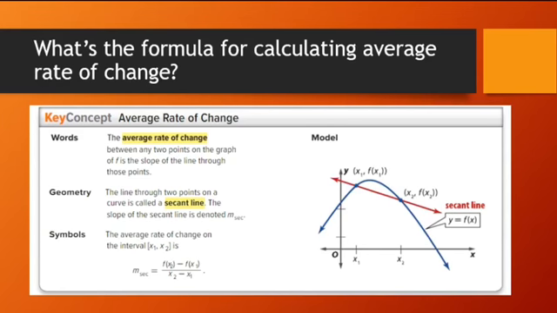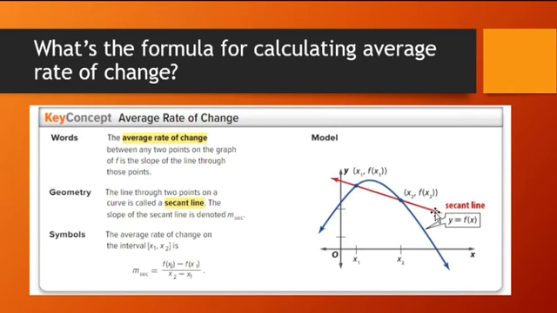In words, the average rate of change between any 2 points on the graph of f is the slope of the line through those points. Those points are clarified on the example model on the right side of this picture. In geometry, the line through 2 points on a curve is called a secant line. The slope of a secant line is then denoted by m secant.